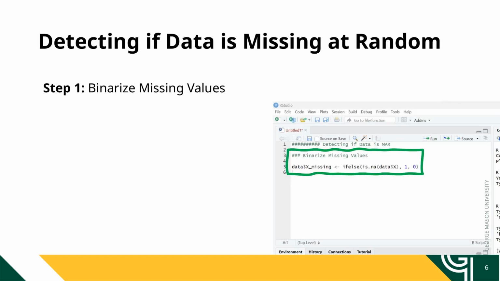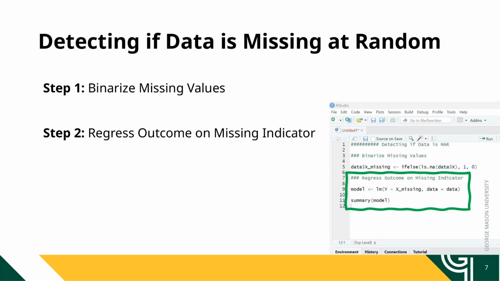To determine if data is missing at random, create a binary variable indicating missing values. Set the variable to 1 when X is missing and 0 otherwise. This indicator helps assess whether missingness is related to outcome Y, guiding the choice between simple techniques like removal and complex methods like imputation. Regress Y on the indicator X_missing. If the missing values are significantly related to Y, then the data is likely not missing completely at random. Use summary(model) to get details on the relationship between X_missing and Y.